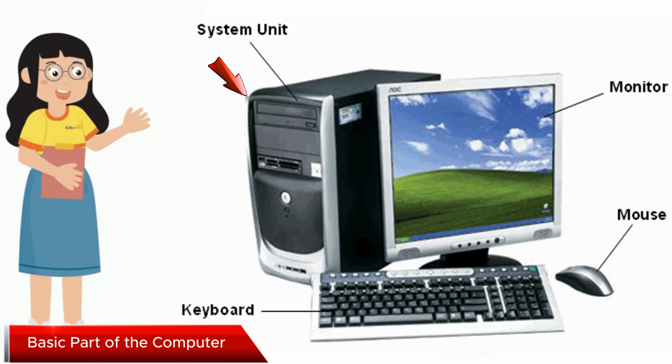This is the system unit, also called the CPU. It is the main part of the computer that processes all the data and runs the programs. Next is the monitor. It displays the output, allowing us to see text, images, and videos from the computer. Here we have the keyboard, which lets us type letters, numbers, and commands into the system. Beside it is the mouse, a pointing device used to move the cursor, select items, and interact with applications.